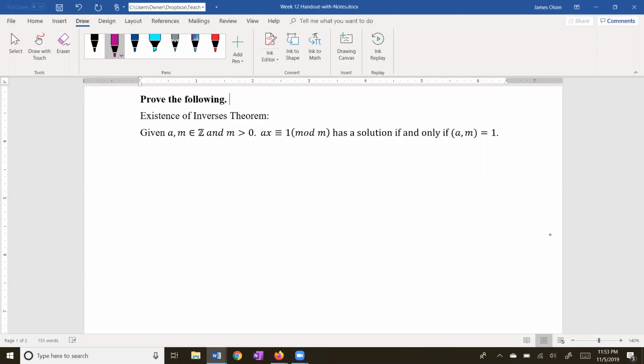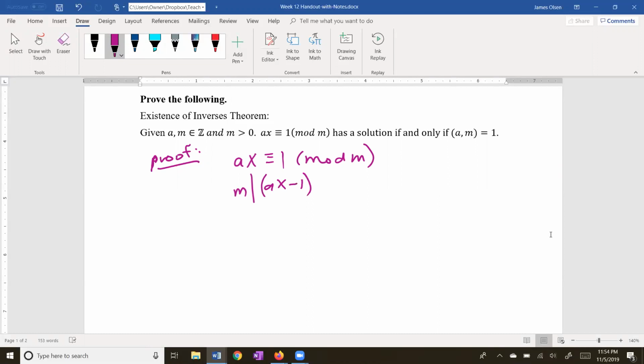This is a nice proof because it uses our definitions and our idea of a linear combination. Proof. And I'm going to do this as an if and only if, so it goes both directions in one fell swoop. ax congruent to 1 mod m. Let's see what that means by definition of congruence. It means that m divides ax minus 1.